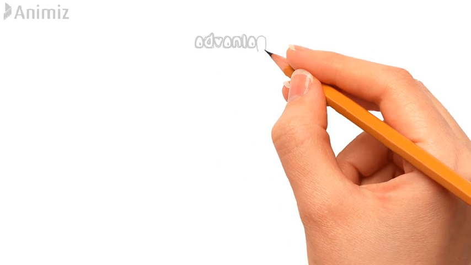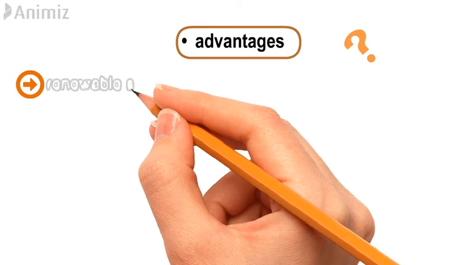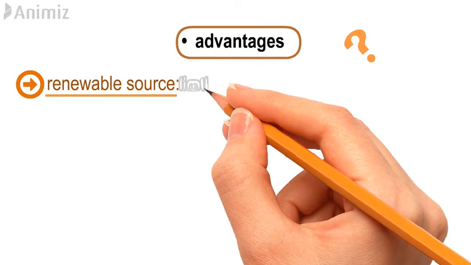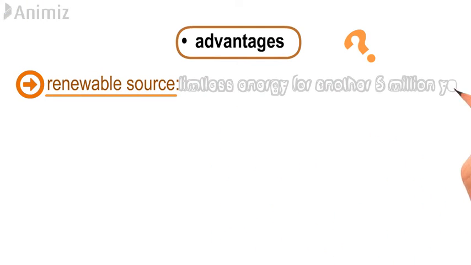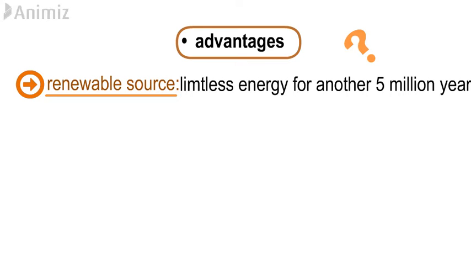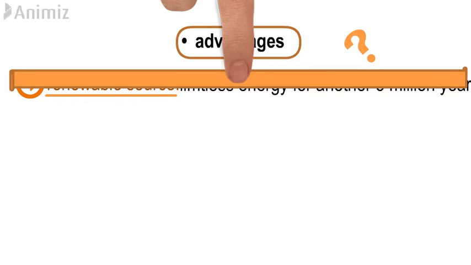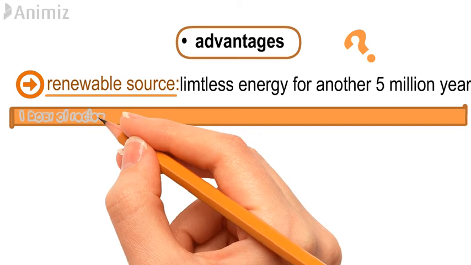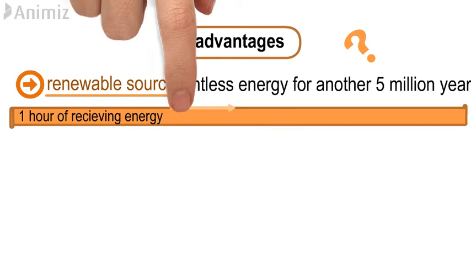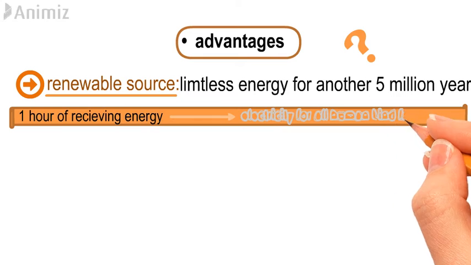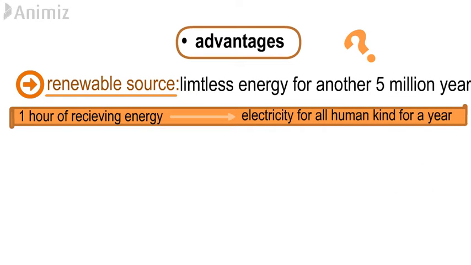Now, what are the advantages that solar energy gives us? First of all, we all know that it is a renewable source. That means we're going to have a steady, limitless supply of sunlight for another 5 billion years. Can you imagine that in 1 hour, Earth's atmosphere receives enough sunlight to power the electricity needs of every human being on Earth for a year?